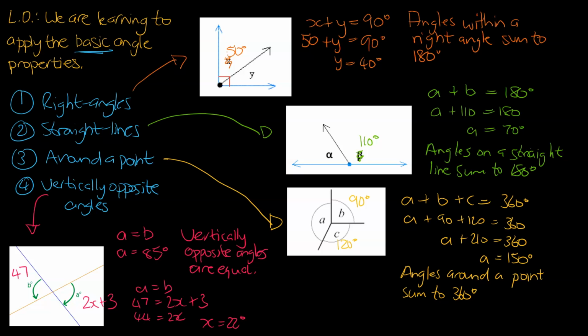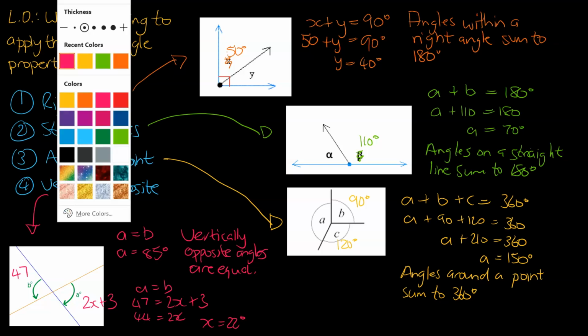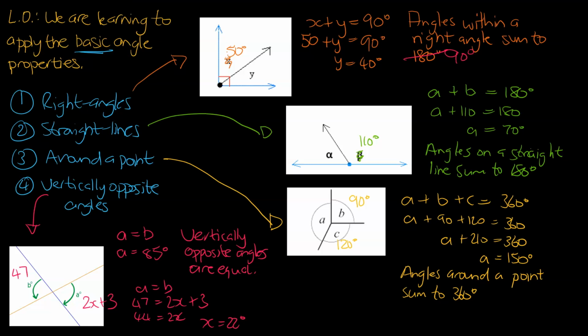So hopefully you found this video useful. We went over the four basic angle rules. We learned about angles in a right angle, summing to 90 degrees. Oh, whoopsie daisies, I just realized a mistake. So if you are going through this, that there is definitely 90 degrees. We've also learned that angles on a straight line sum to 180. Angles around a point sum to 360. And finally, we learned that vertically opposite angles are equal.